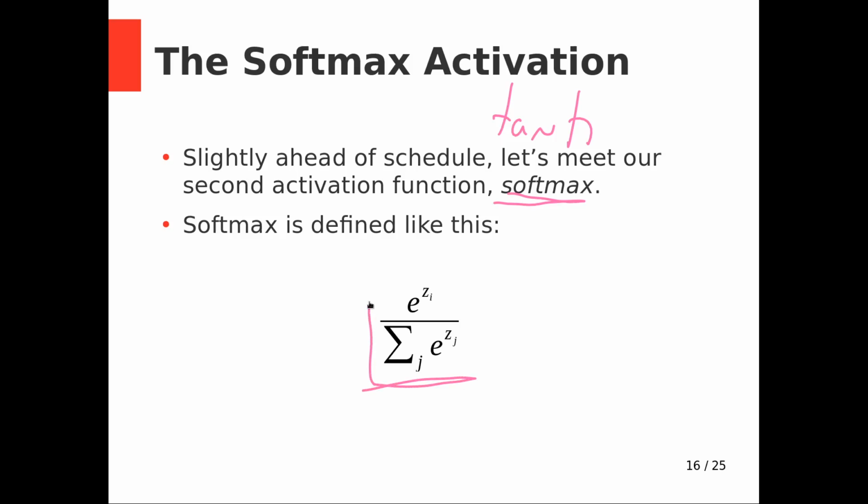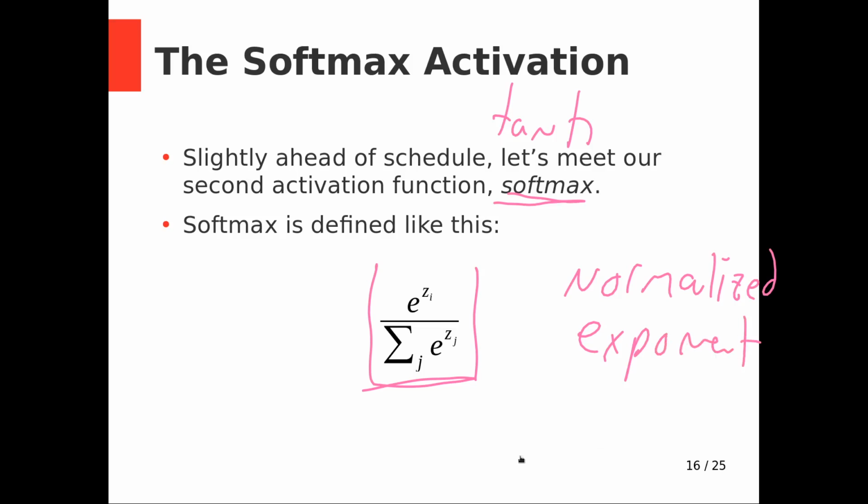Softmax is defined like this. Another name for it is the normalized exponent. Looking at it, can we see why it is called the normalized exponent?